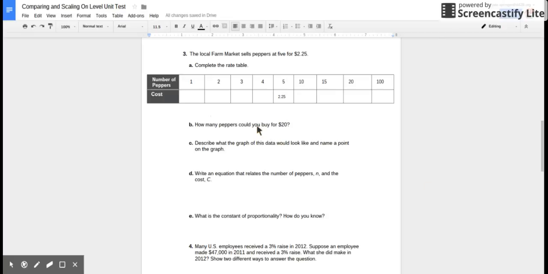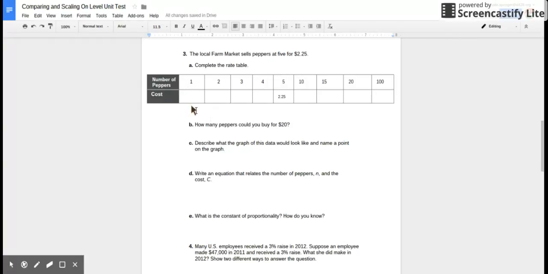Question 3 of the comparing and scaling test. All right, so you're going to have to complete the rate table. And they first give you that 5 peppers cost $2.25. So with that, the easiest thing we can do is find out how much it costs for 1 pepper.